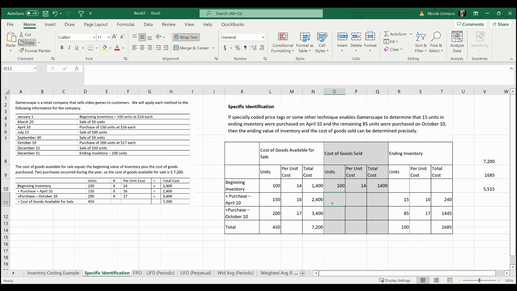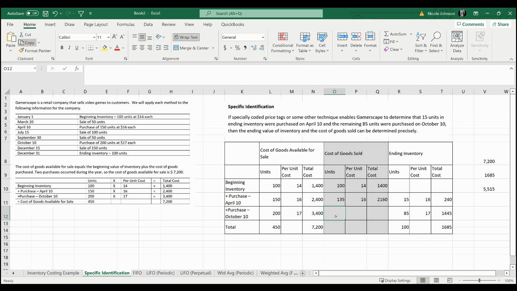Now out of this one, I can determine that what was available was 150, and we have 15 in ending inventory, so that means we sold 135, at 16 a piece. So 135 times 16, so we've got 2,160 there from that April 10th purchase.